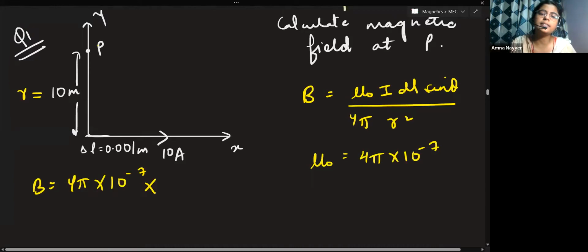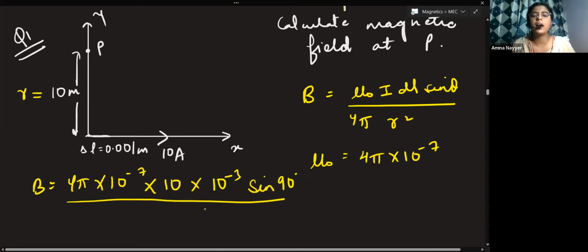Now see, current is given as 10 amperes. dl, this small length, is given as 10 to the power minus 3. And then you have sine theta. You can see the angle made between the position vector r and the length element dl is 90 degrees, so it becomes sine 90 degrees divided by r square. r is 10, so this becomes 10 into 10, and the 4 pi in the denominator.